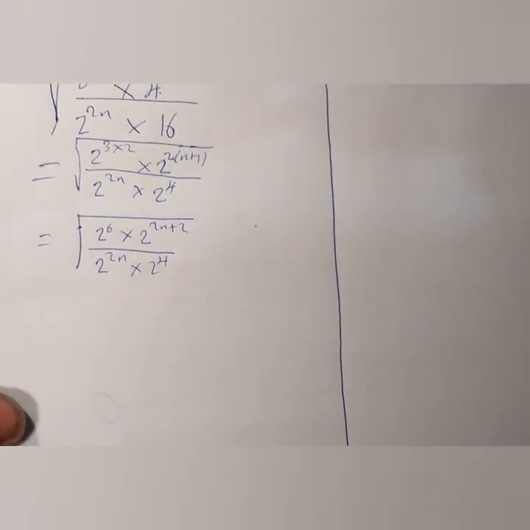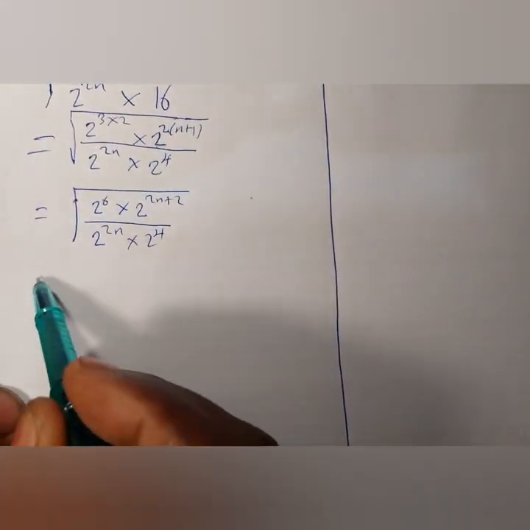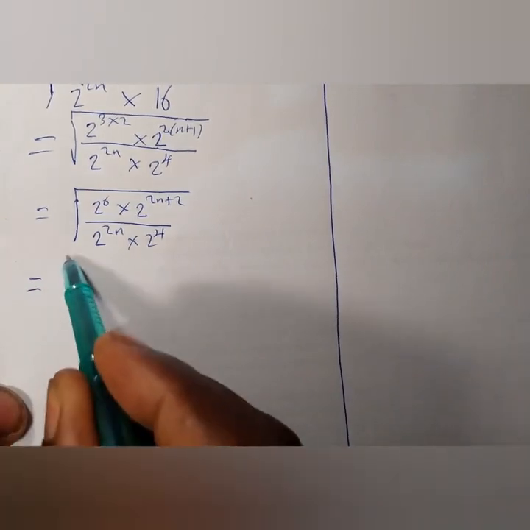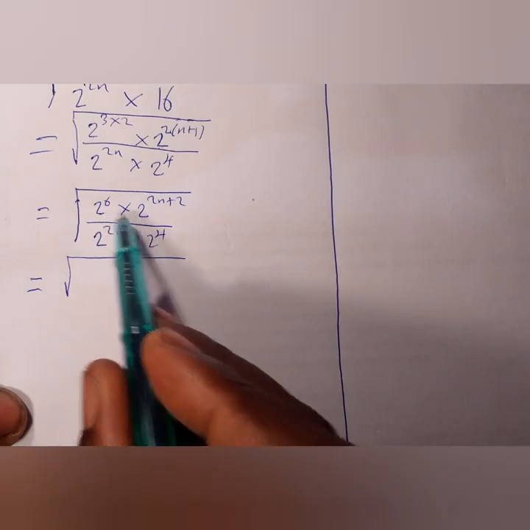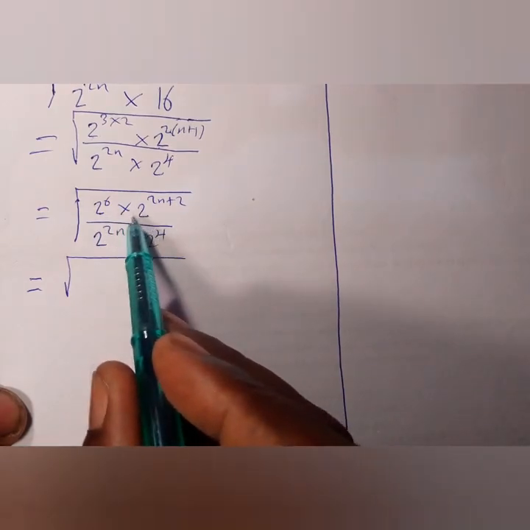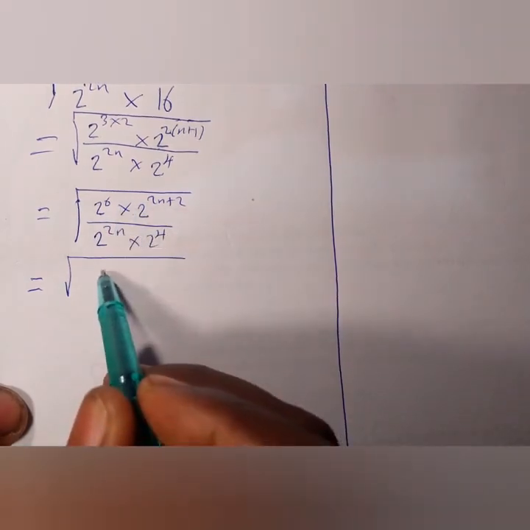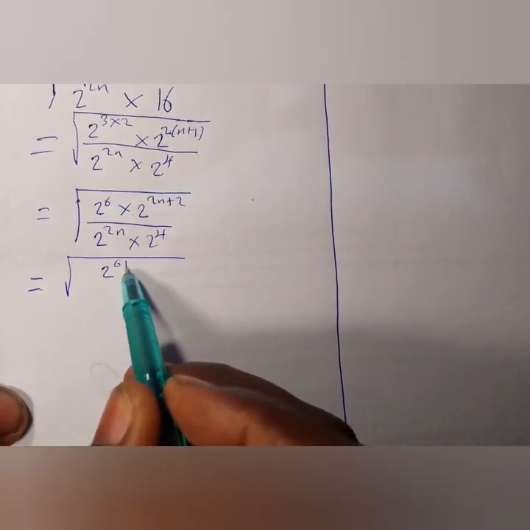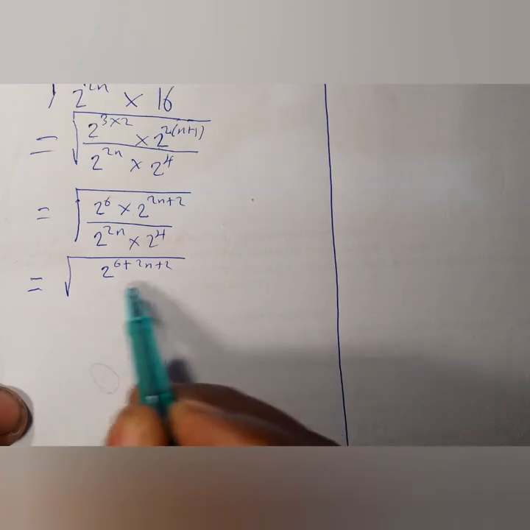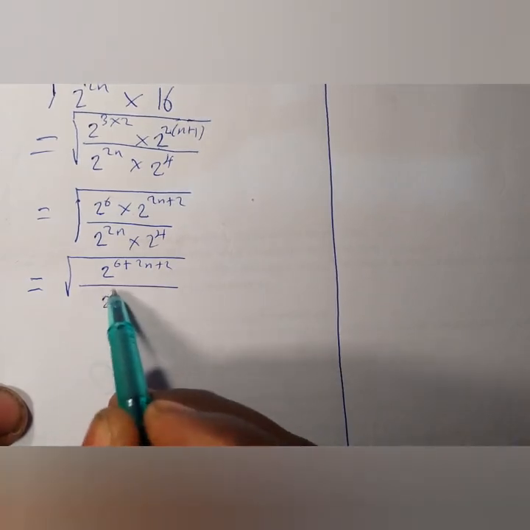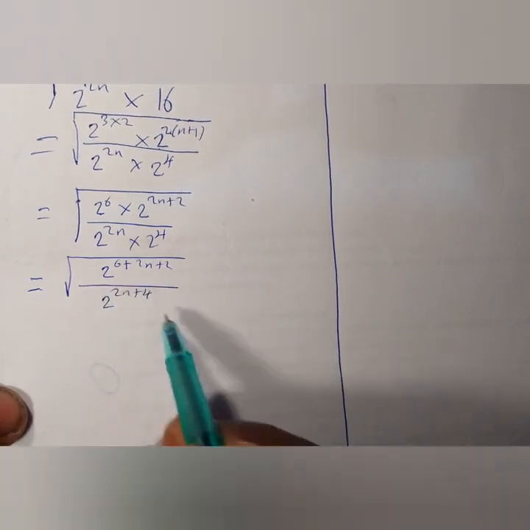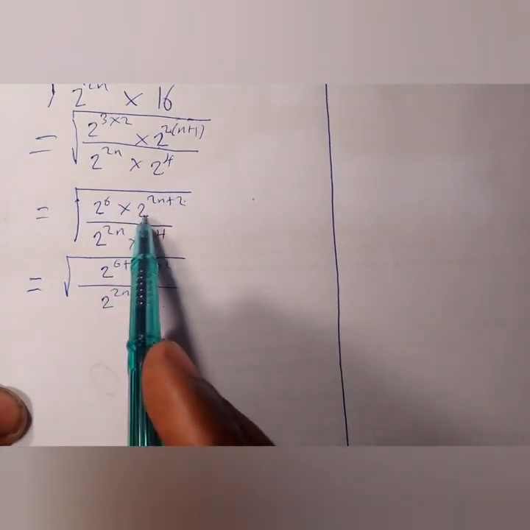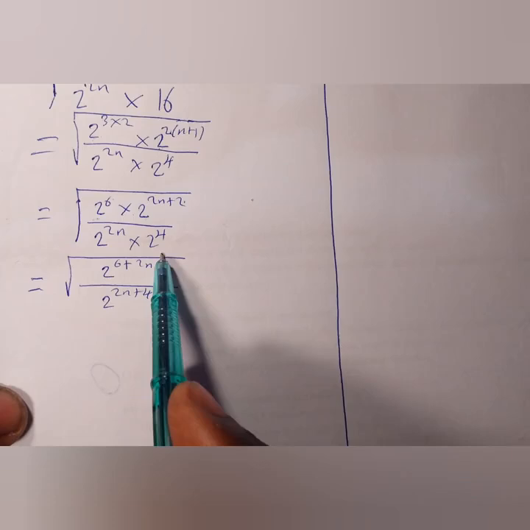So having done this, the next thing will be the same thing as the square root of, since multiplication, according to the law of indices, we add the powers. So this will be 2 raised to the power of 6 plus 2n plus 2, all over 2 raised to the power of 2n plus 4. You see, we add the powers, we pick one of the bases, since they are the same.